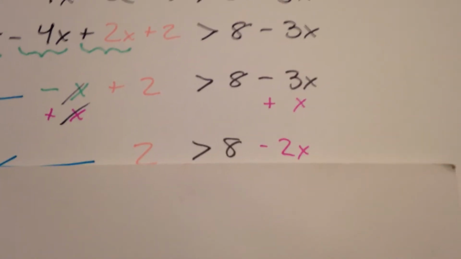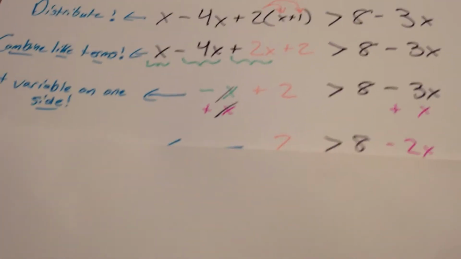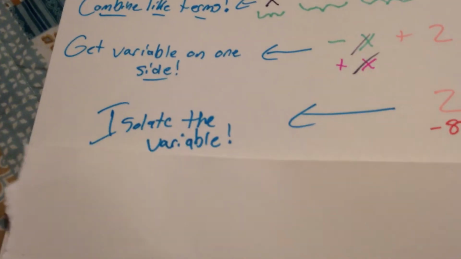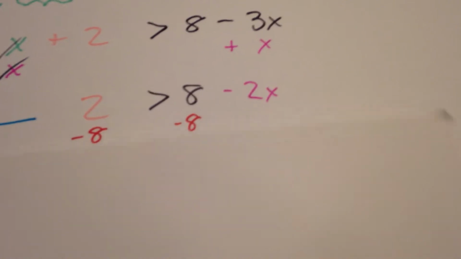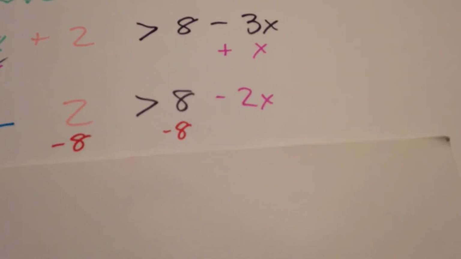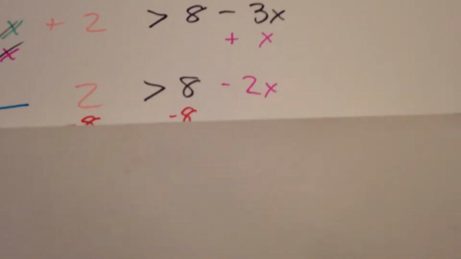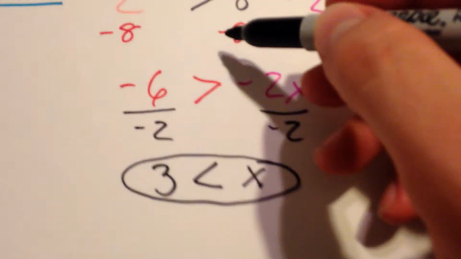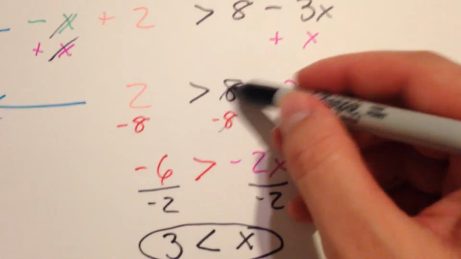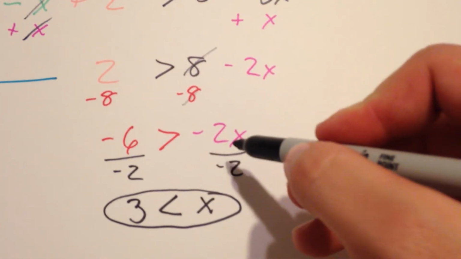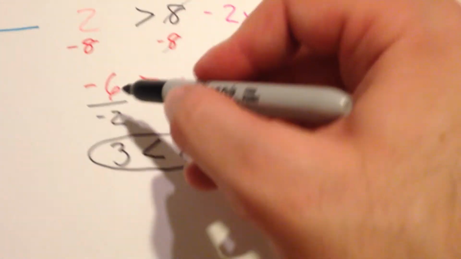And then from here, I'm just going to isolate, okay? And that's what this little thing over here says. Isolate the variable. Okay, and so to do that, I subtracted 8 from both sides. Okay, so the 8's cancel out. Let me just go ahead and remove this. The 8's cancel out. And I'm left with negative 2x is less than negative 6.